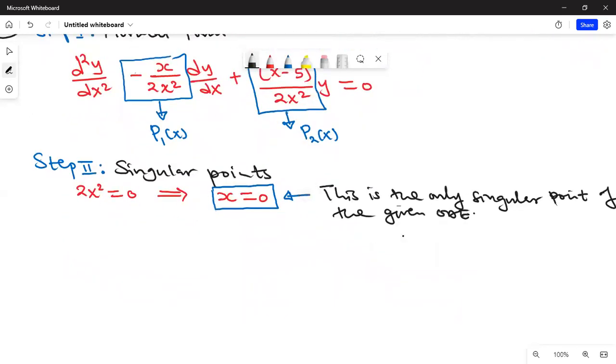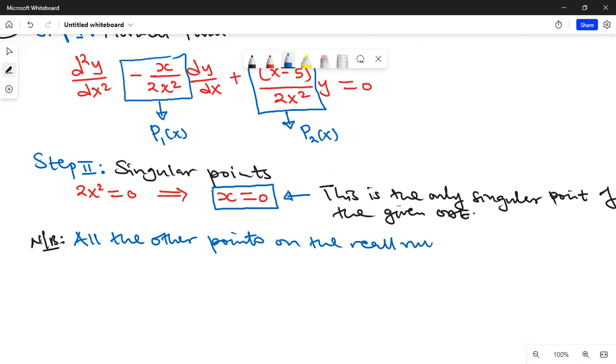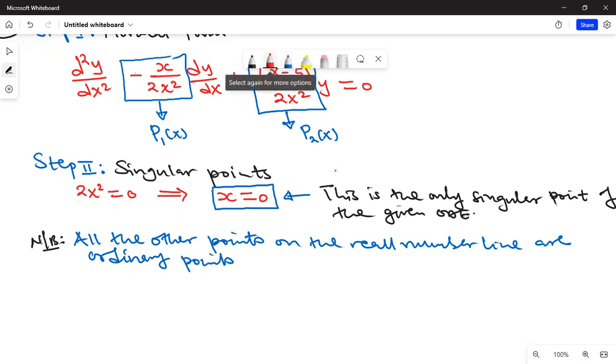So you can just write a note here. Let's have a note, NB, that all the other points on the real number line are ordinary points. So the set of ordinary points is this one.